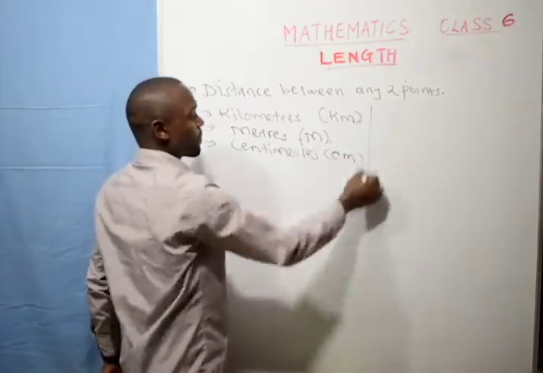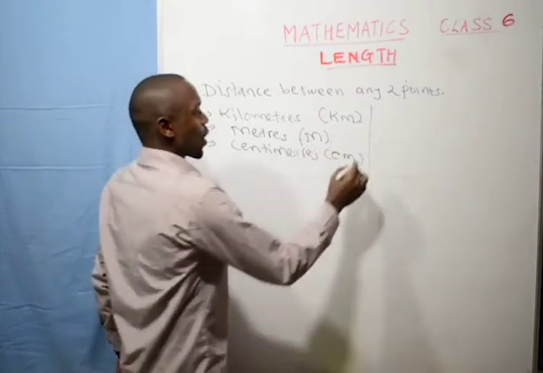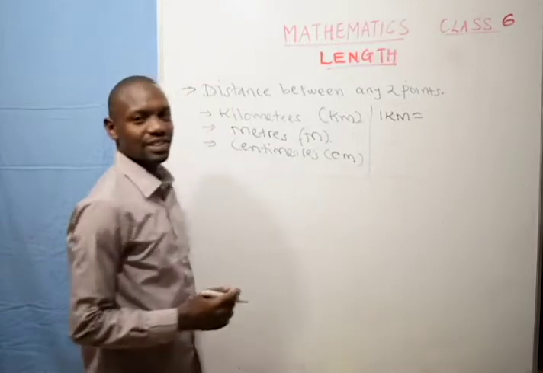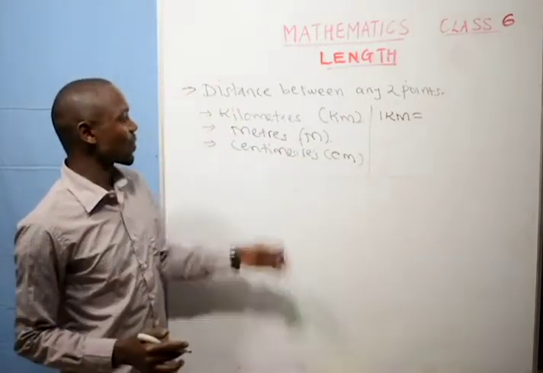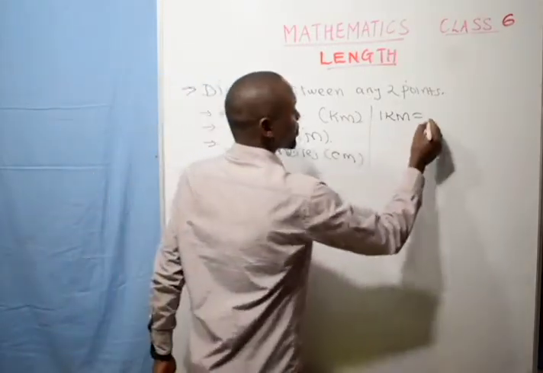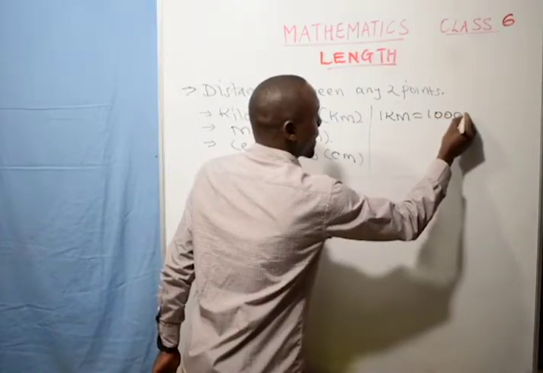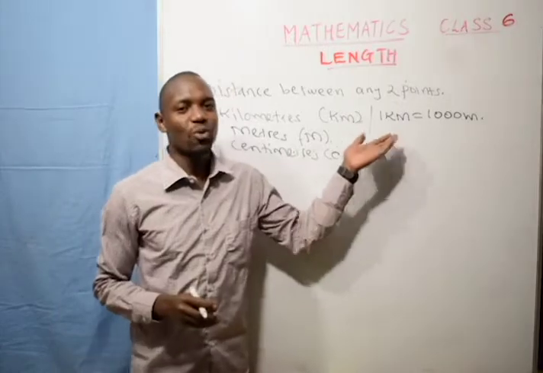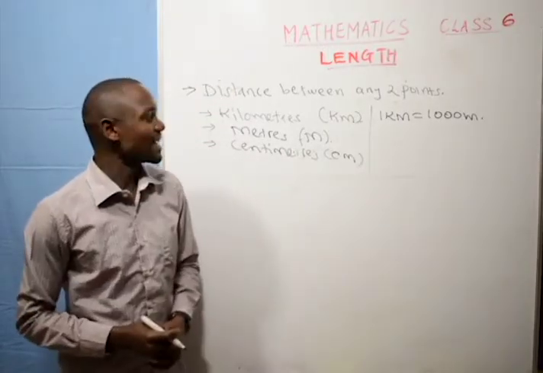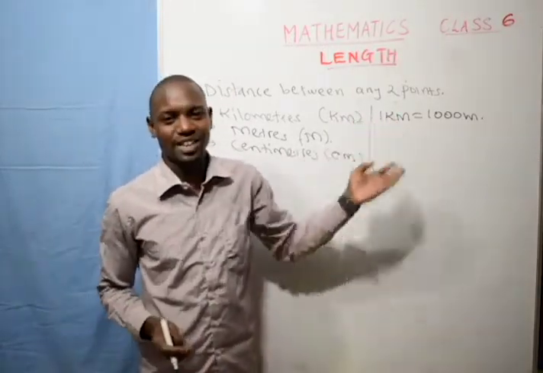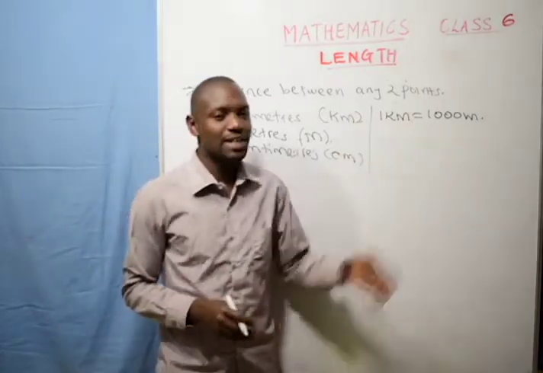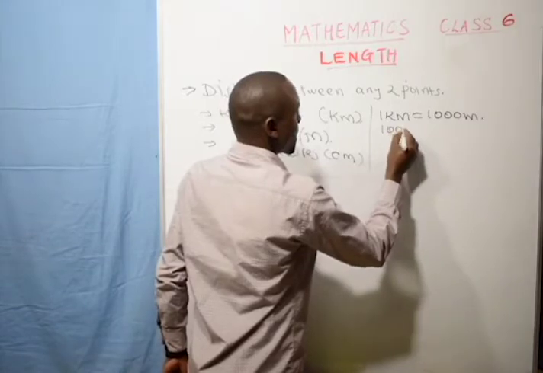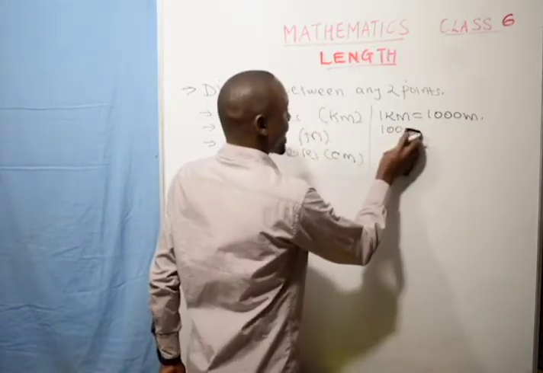We all know that 1 kilometer is equivalent to how many meters? We say that 1 kilometer is equal to 1,000 meters. When we say somebody has run a distance of 1 kilometer, it means that he has covered 1,000 meters.